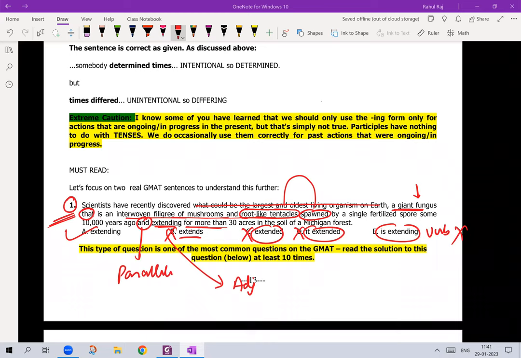Like in D, it says it extended. Here we don't know what this "it" refers to, right? It extended is also wrong because this is a verb. We say it extended from A to B, something. Let's say if it's written "and it's extending", that is also wrong because what is it referring to? You should never use any pronoun until it's required. Extends is wrong because it's intentional. Extend is wrong because it's a verb. Parallelism will be wrong because before "and" you have used an adjective, after "and" you are using a verb. And "is extending" is also a verb. So this will be wrong.